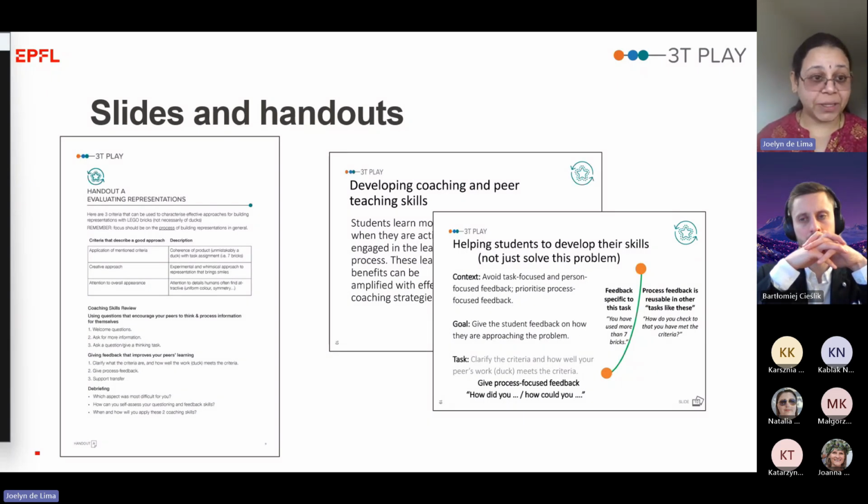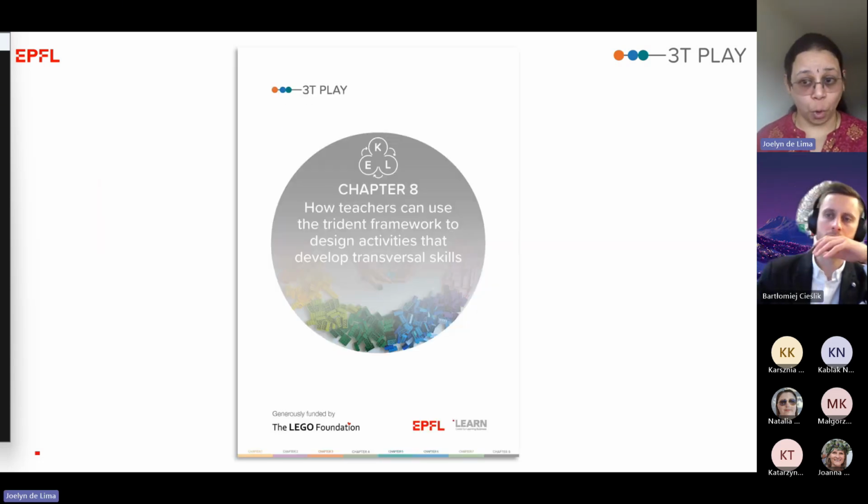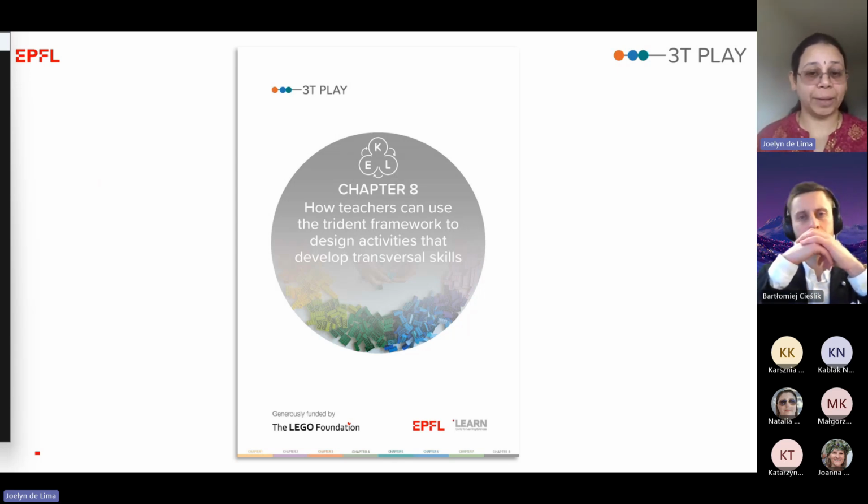As I said, we have developed these activities for six different skills. However, we recognize that there are more than 6 skills in the world, and you probably are interested in others. And so in order to help you develop activities for yourself, we have chapter 8, which will use the Trident framework to design activities to develop transversal skills using the backward design methodology. And this is a really detailed worksheet that the teachers can go through themselves and iteratively develop activities that support them best.